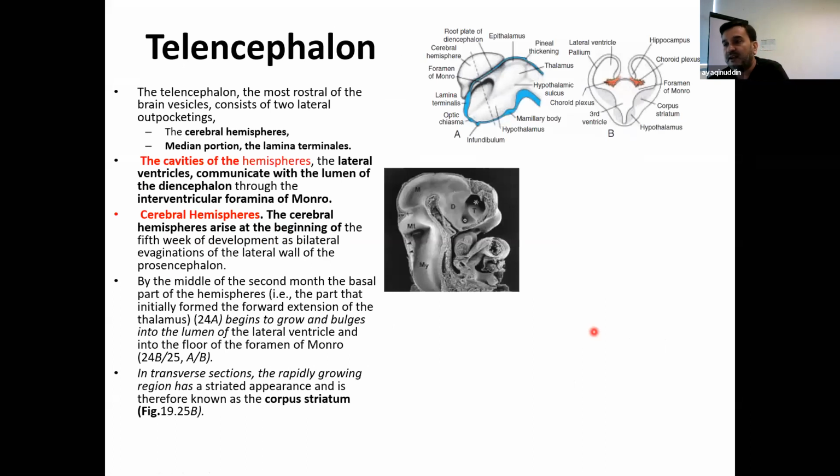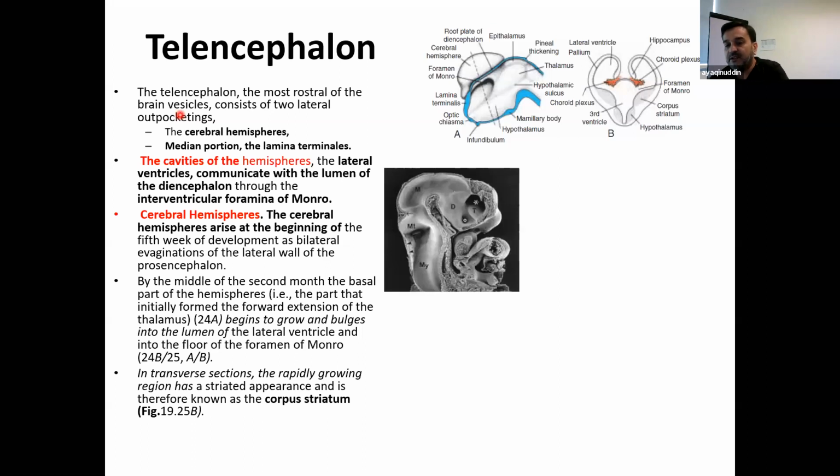Now we are coming to the last piece of the development. One is the formation of the telencephalon. The prosencephalon is going to give rise to two outpouchings, and these outpouchings are called the telencephalon, and they are going to give rise to the cerebral hemispheres. And the cavity of these cerebral hemispheres is called the lateral ventricle. And this lateral ventricle is going to communicate with the third ventricle through the foramen of Monro.